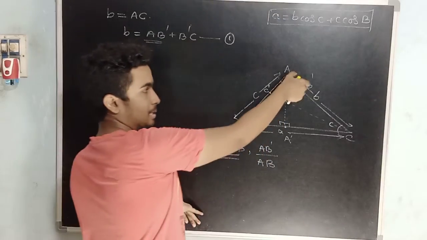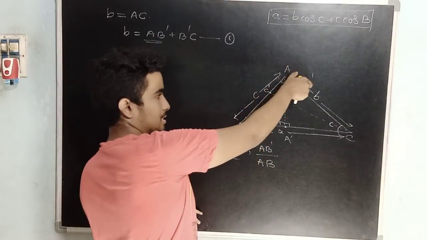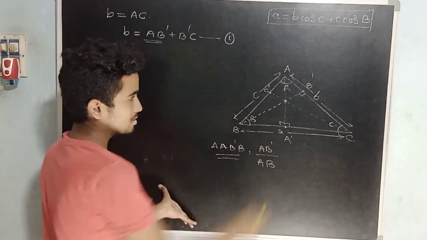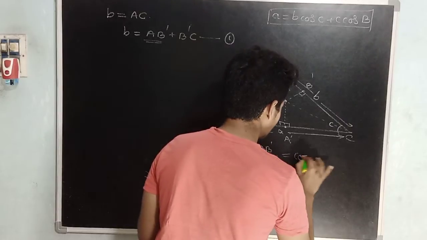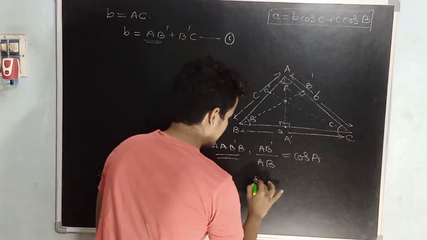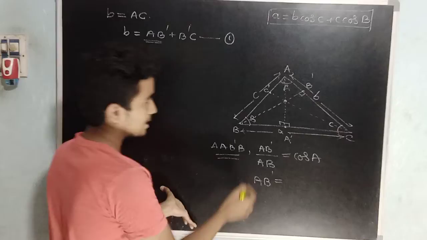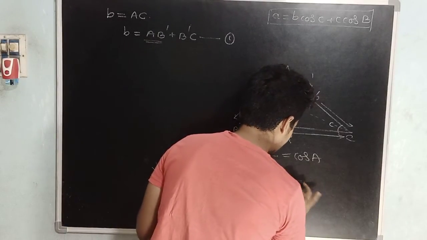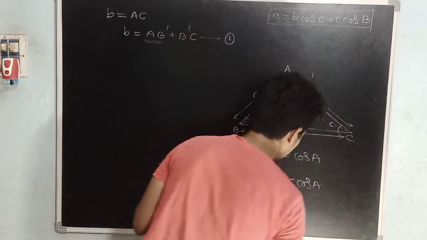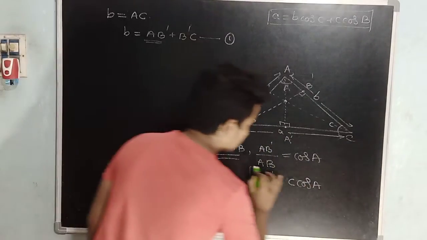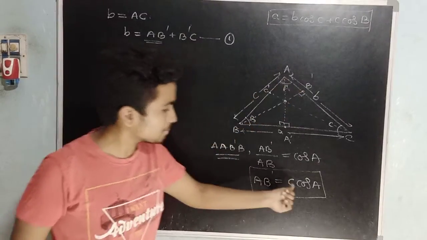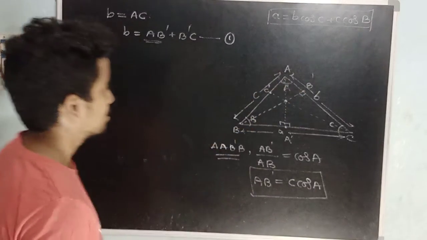With respect to this angle, base by hypotenuse is nothing but cos A. So AB' is equal to AB cos A. Here we got the value of AB', its length, which is nothing but c cos A.